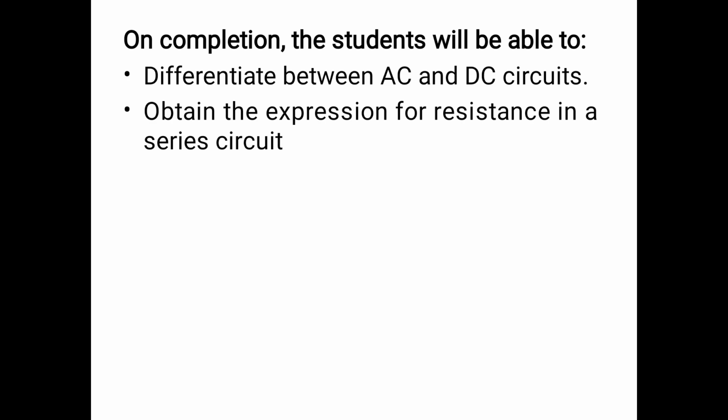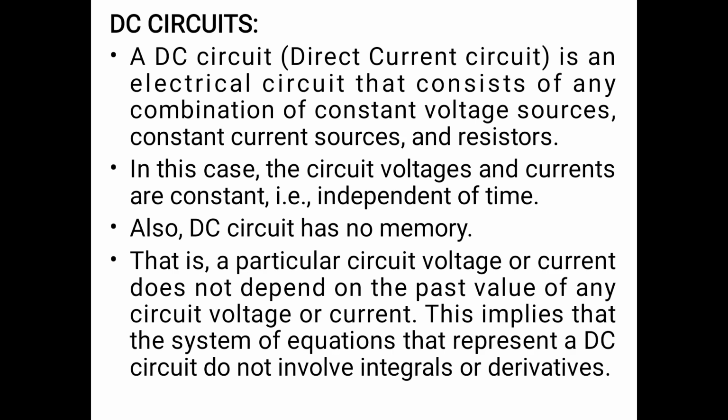in a series circuit. DC circuits. A DC circuit, that is a direct current circuit, is an electrical circuit that consists of any combination of constant voltage sources, constant current sources, and resistors. In this case, the circuit voltages and currents are constant, that is independent of time.